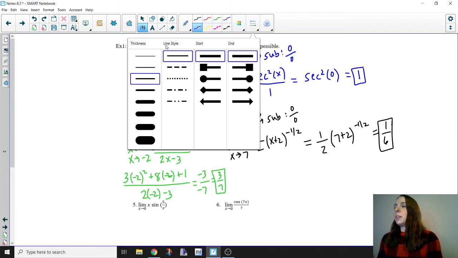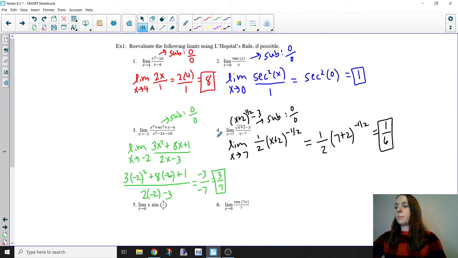Okay, finally, for the last two, these are examples that actually you cannot use L'Hopital's rule for, and so I'm not going to write out all of the work again because we already do know the answers, but I would like to know why we can't use L'Hopital's rule. When we use substitution for number 5, we get 0 times sine of 5 over 0, and that is not an indeterminate form where L'Hopital's rule can be applied. This is something that we should recognize as an indeterminate form that we will need to use sandwich theorem for, or squeeze theorem.